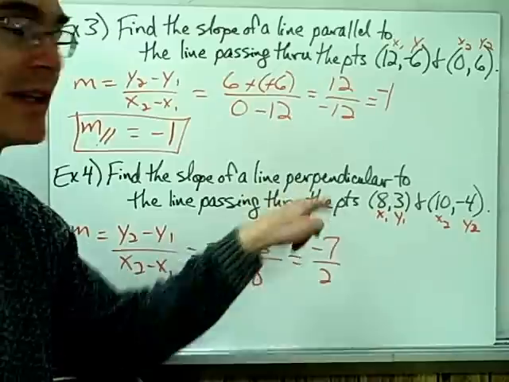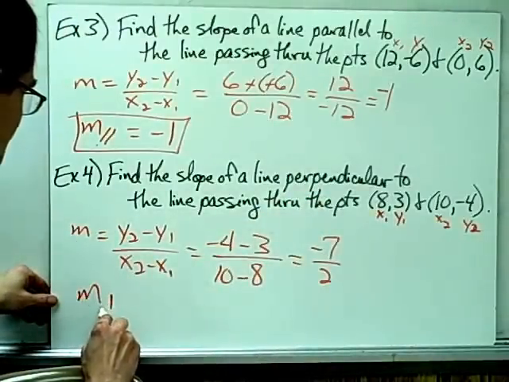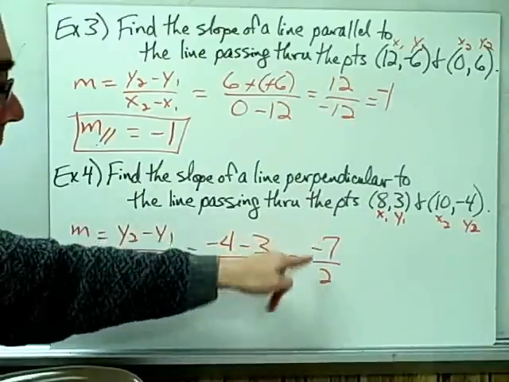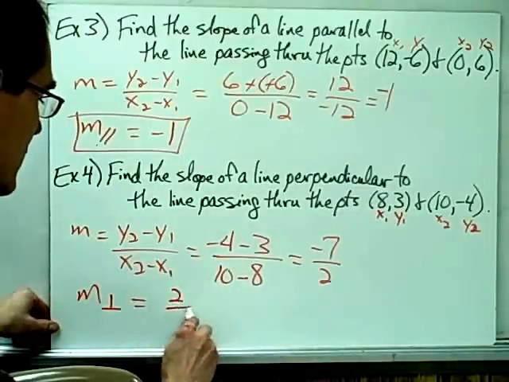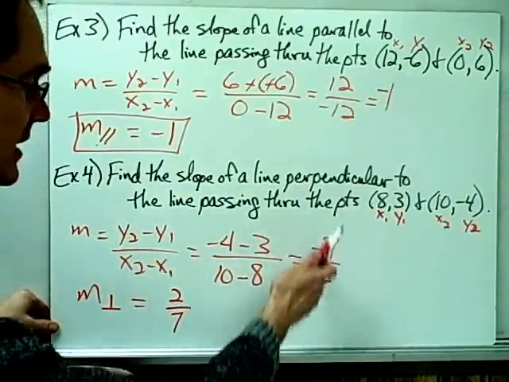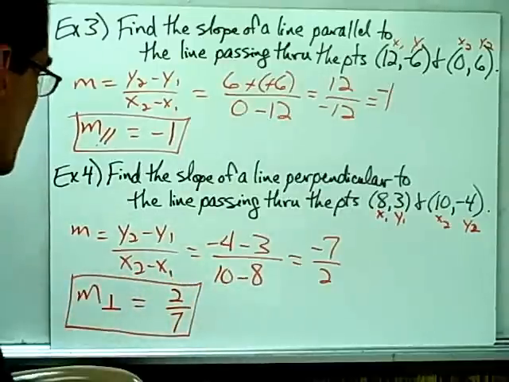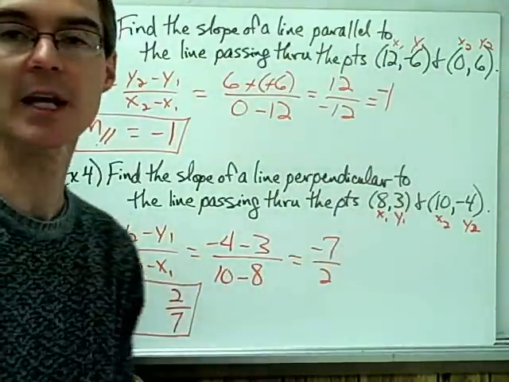However, I want the slope of the line perpendicular to that line. So I'm going to write this as slope of a perpendicular line. And that's just going to be the opposite reciprocal of this slope. So the opposite reciprocal is going to be 2 over 7, and I take the opposite, so that's going to be positive. And there is the slope of the line perpendicular to the given line.